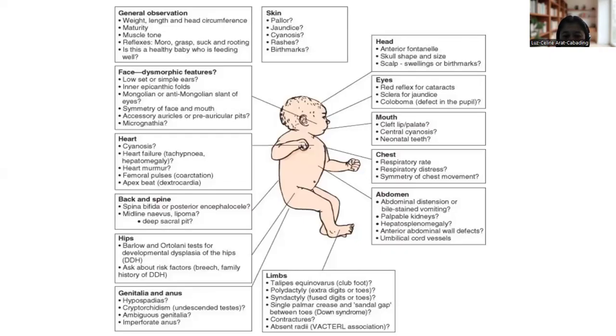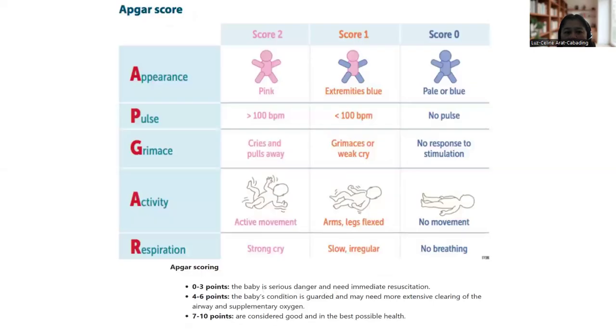You look at the limbs, we see terms like polydactyl. Poly means extra or many. We also have syndactyl. Syn means together. These are your fused digits. We take note of the lines in the palm. A single palmar crease is actually a sign of Down syndrome. Okay? So we have these as key guidelines when we do our head-to-toe assessment of our newborn.